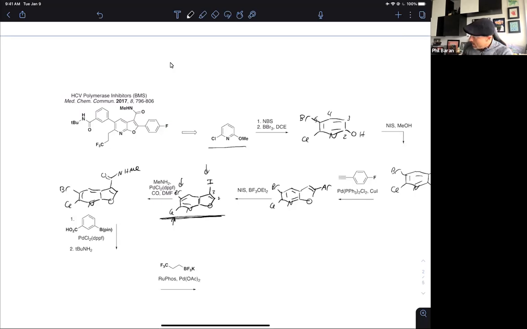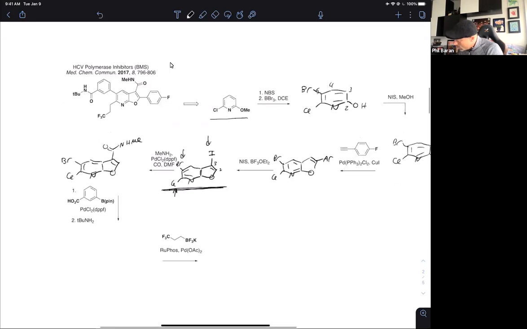We're going to see an example of this in a moment when we circle back to problem of the day number 1, which I'll get to in just a second. This is a kind of intermediate that you see quite a bit, and you take advantage of the enhanced reactivity of iodine versus the bromine versus the chlorine, and that's how we get selectivity.